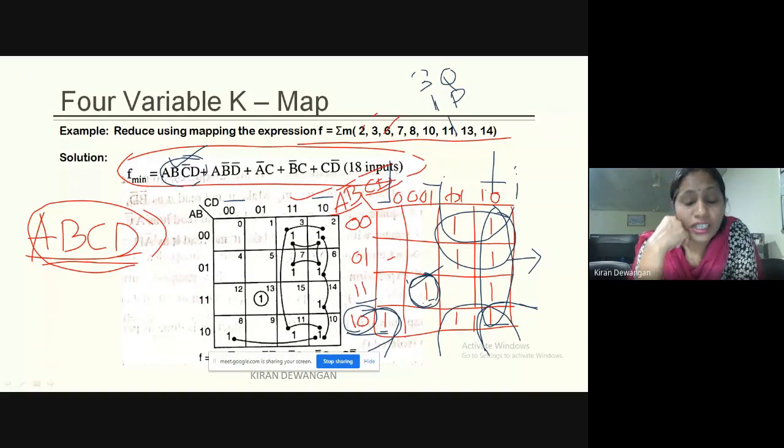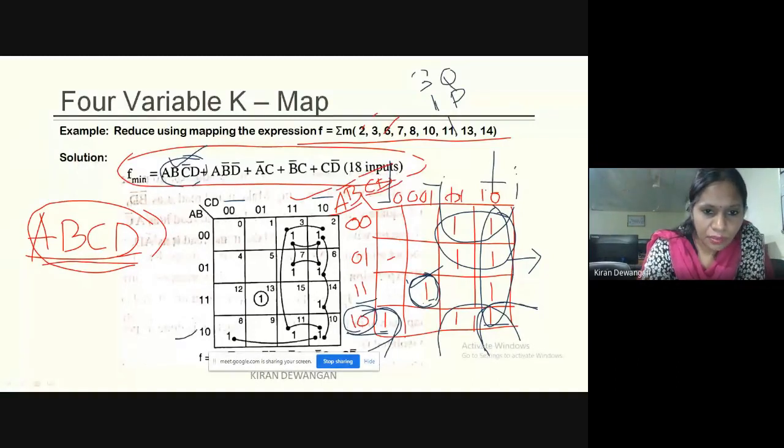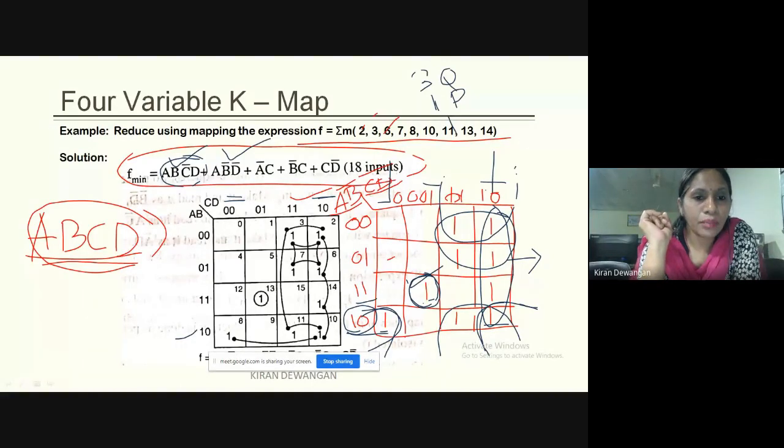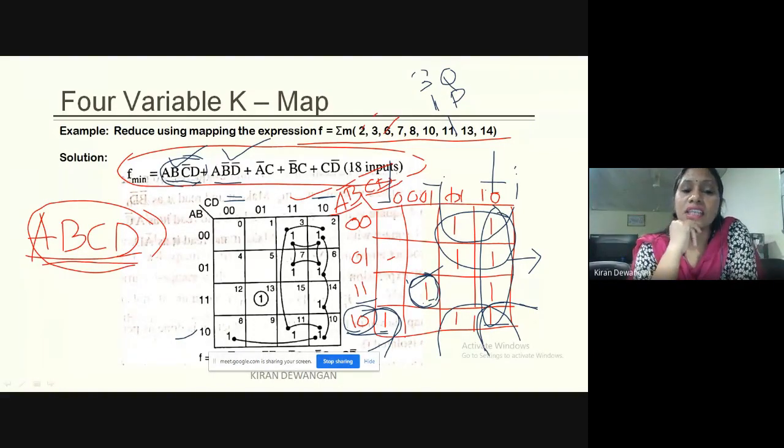D bar, sorry, D bar is common. So from here AB bar, from here D bar. So this is the second term. Here AB bar, D bar. So we'll write it as the first term plus second term because it is a SOP function. Clear? Now we'll move on to the quads.